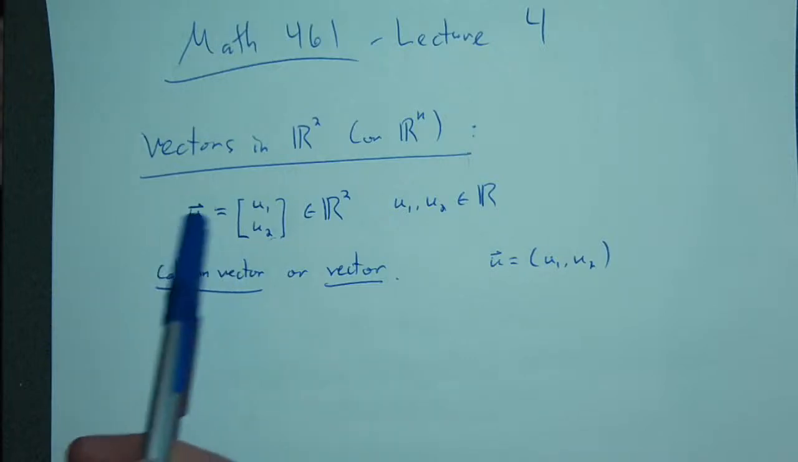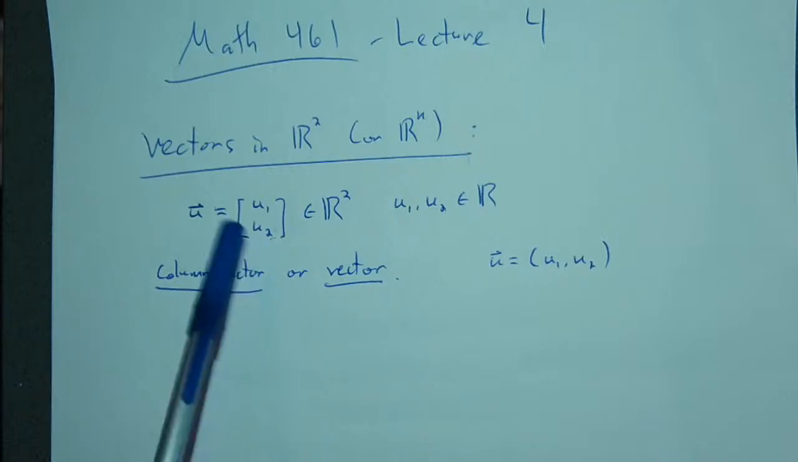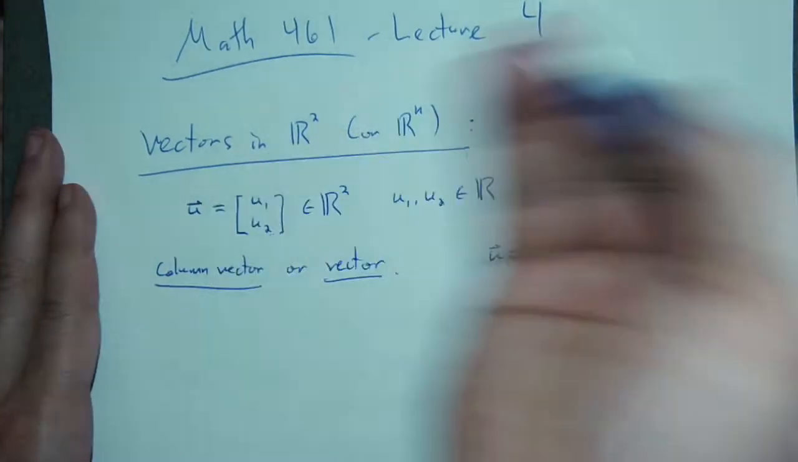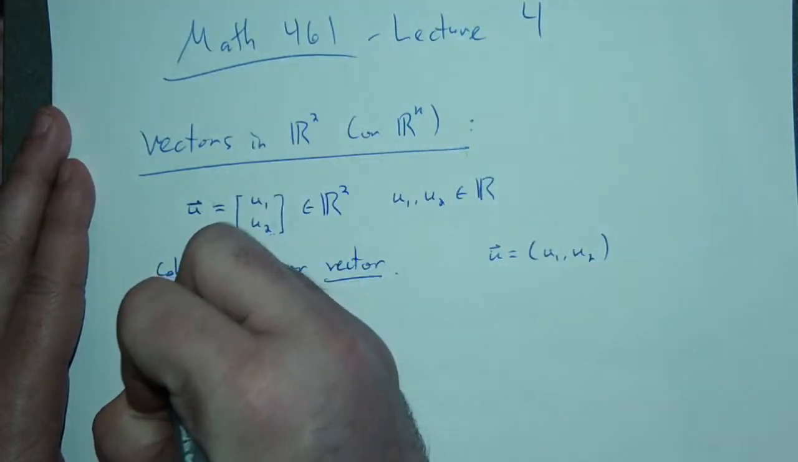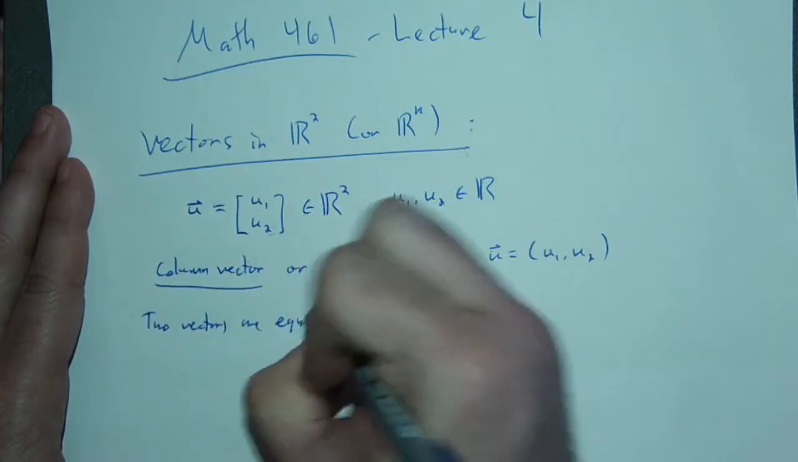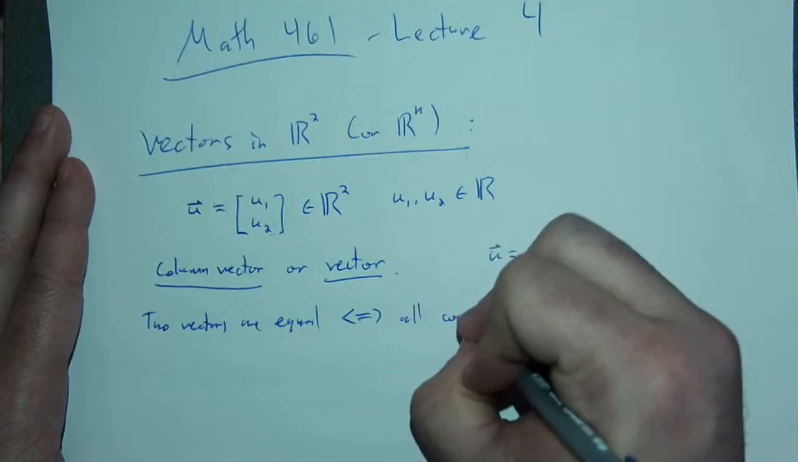Could you have developed everything that we're going to do in this course writing this as a row instead of a column? Yes, but we're not going to. Okay, so you've got to make a choice, and this is the choice we're making. So all the vectors we write will be column vectors unless specified otherwise. Okay, so basic things about vectors, right? So two vectors are equal if and only if all corresponding entries are equal.